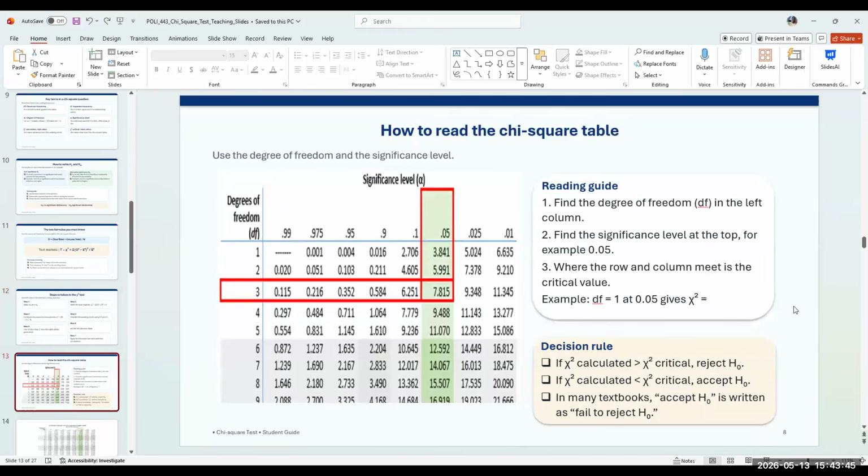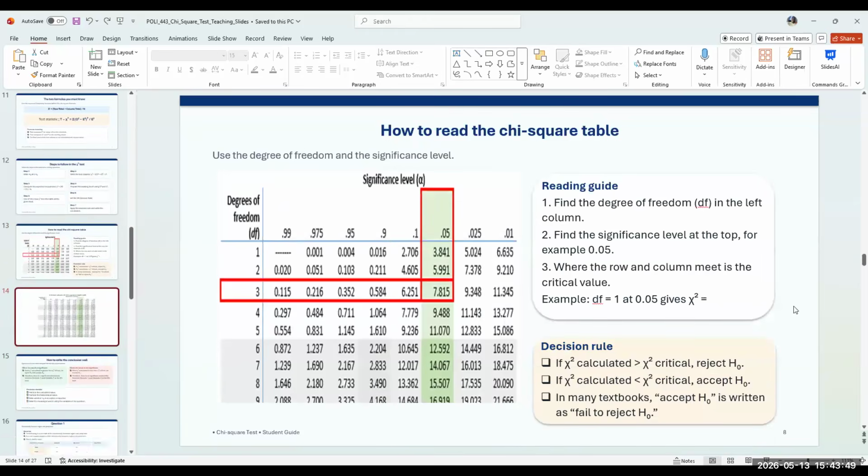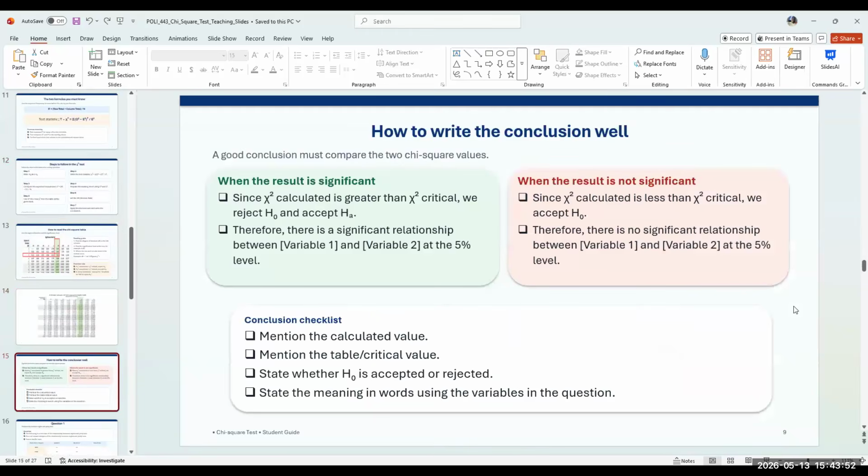So we did that. And then there was a table that I showed you how you can read, which you all now know how to read amazingly. And then we looked at what the conclusion is like, how you can interpret them, and how you can present them when you are doing them.